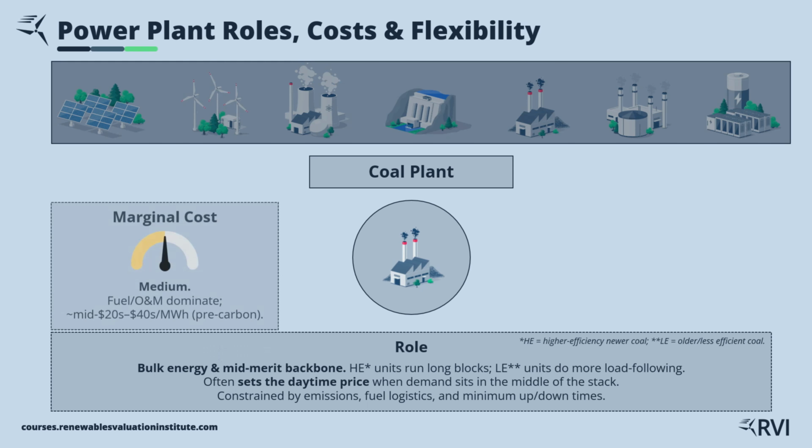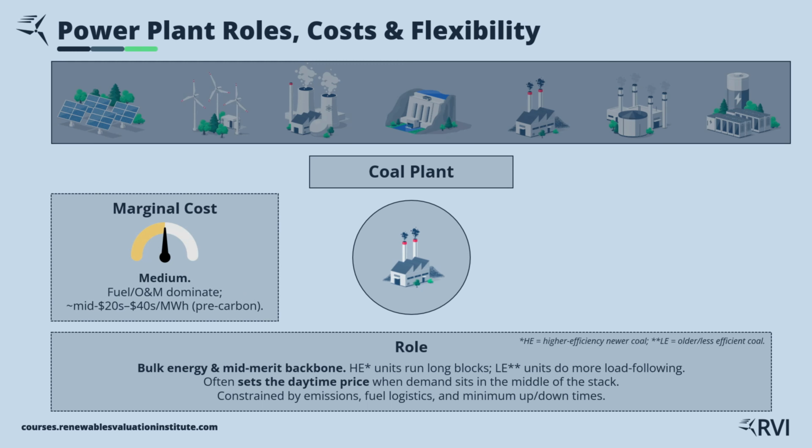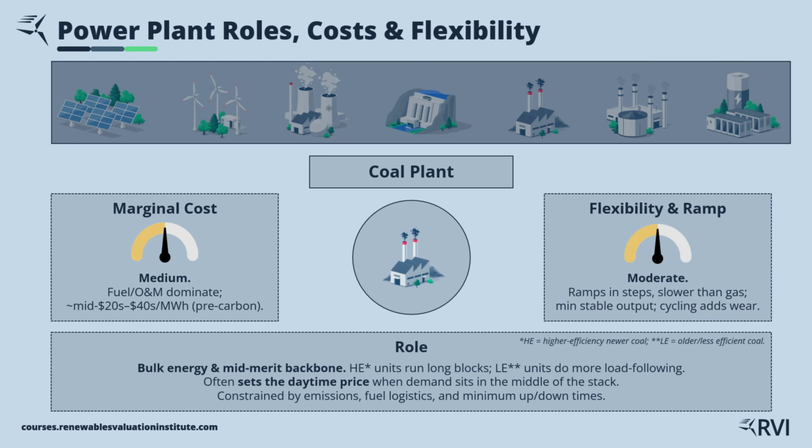On cost, coal is medium. Fuel and O&M dominate, typically mid $20 to $40 per megawatt hour in a pre-carbon world. Add a carbon price and this part of the stack shifts up. Flexibility is moderate. Coal can ramp, but it's slower than gas and must hold a minimum stable output. Starting or stopping takes hours, and frequent cycling adds wear and cost.